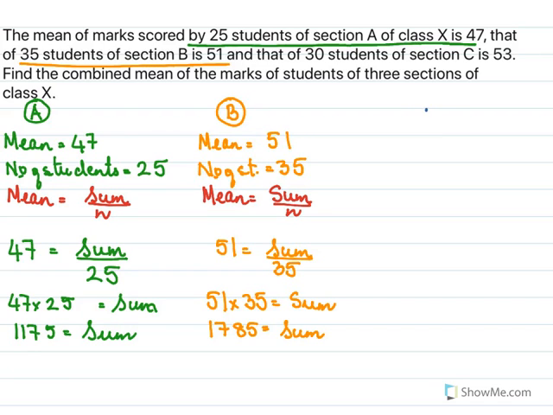Now we have yet another section, and this is section C. Here the mean marks of 30 students of section C is 53. So mean equal to 53.